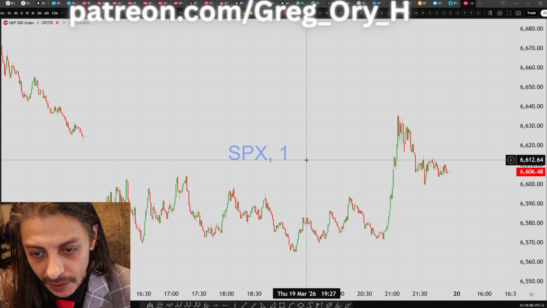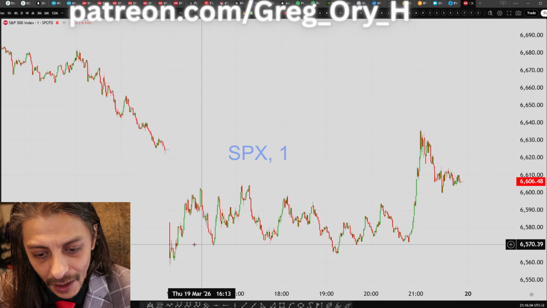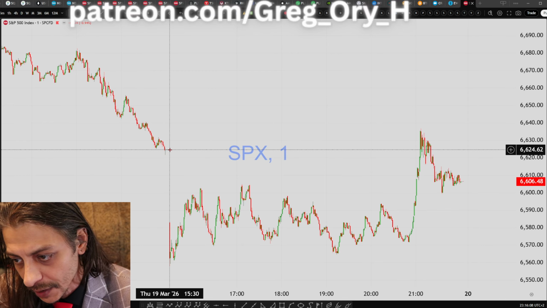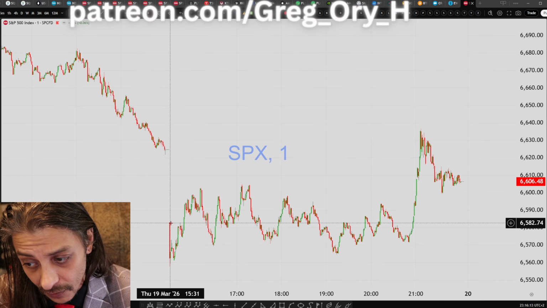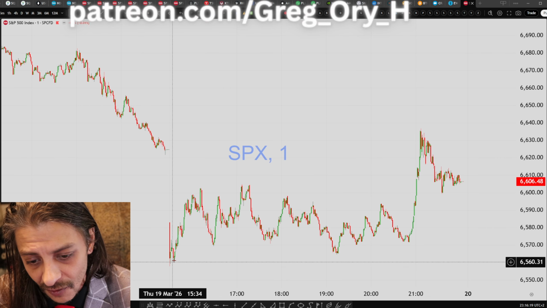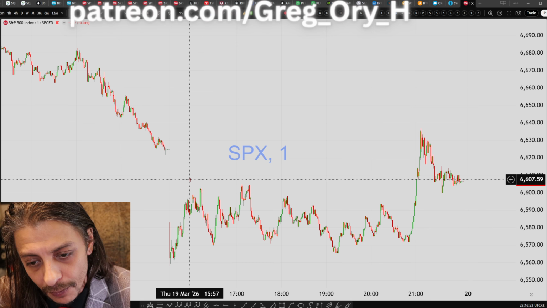So let's get straight into it. As I said, what did we have today? We opened up with a downwards gap, as you can see. We collapsed all the way from 6,624 to arguably 6,582, although really we were as low as 6,557.